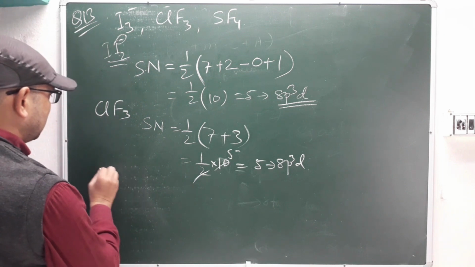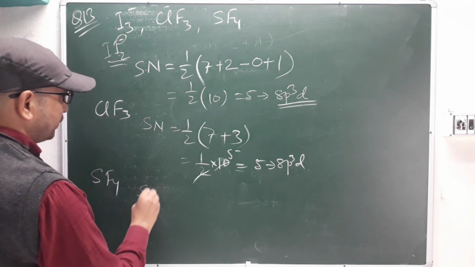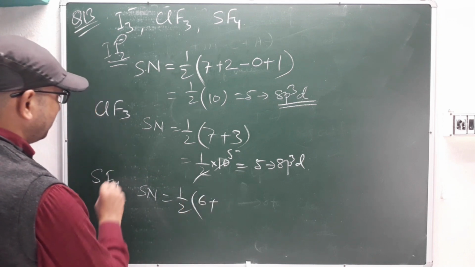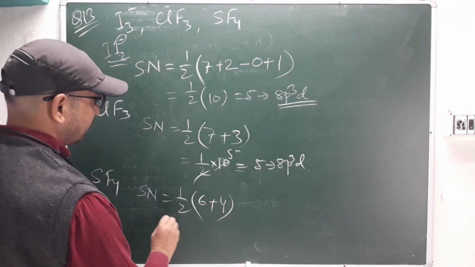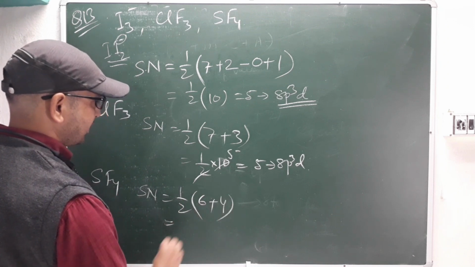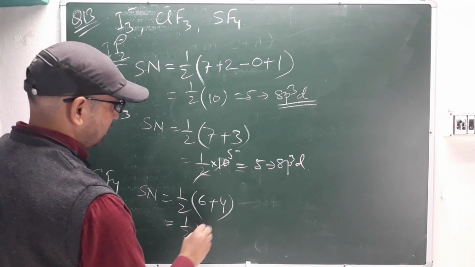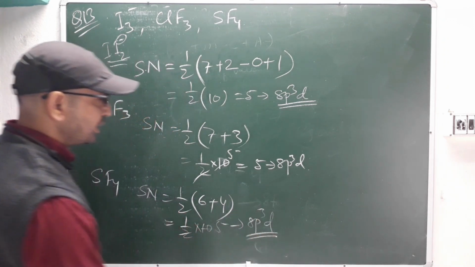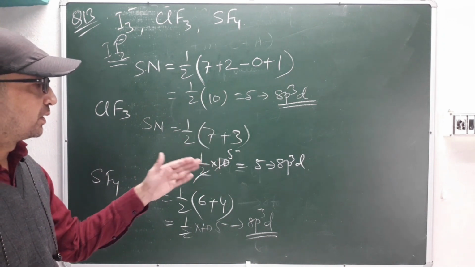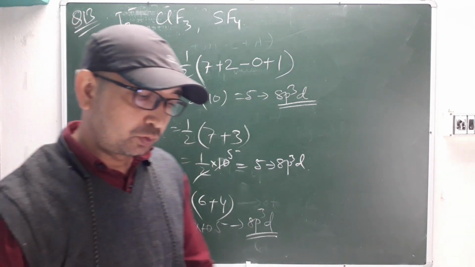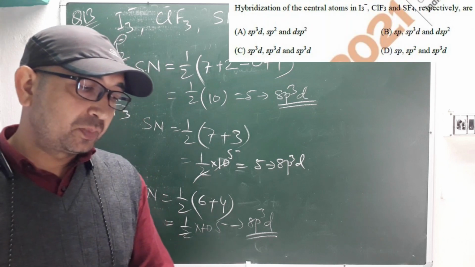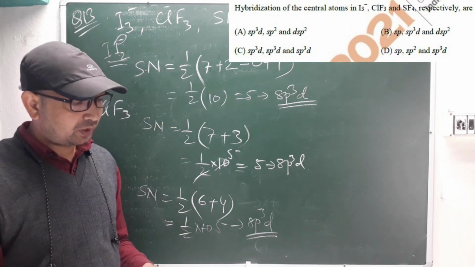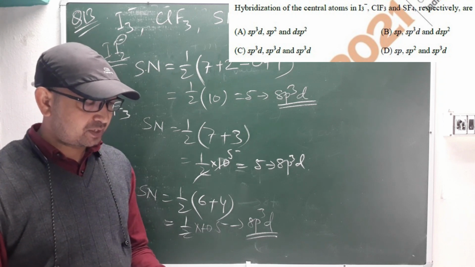Now SF4 we will do. Steric number 1/2. How much for sulfur? It is 6, plus how many monovalent atoms are there? 4. 6 plus 4 is 10, so 1/2 into 10 will be 5. Again this will also be sp3d. So these are sp3d, sp3d, sp3d. So option C will be your correct answer, because all are sp3d.